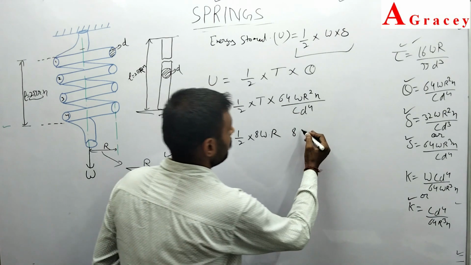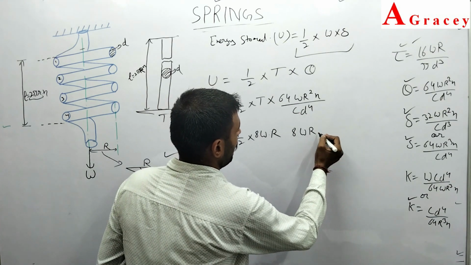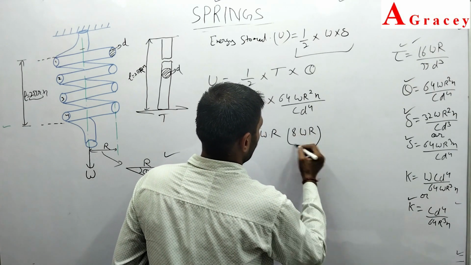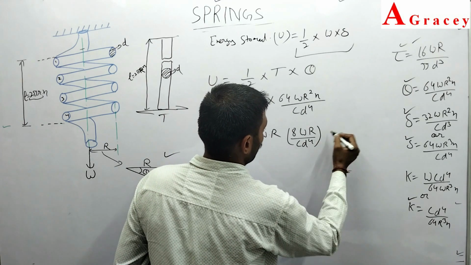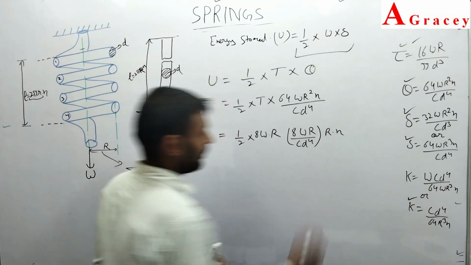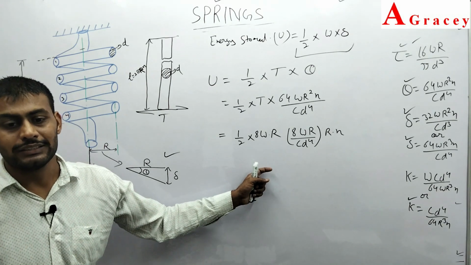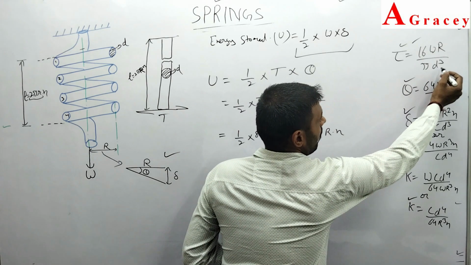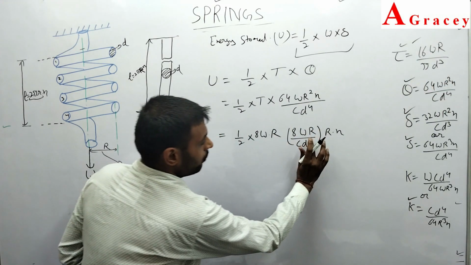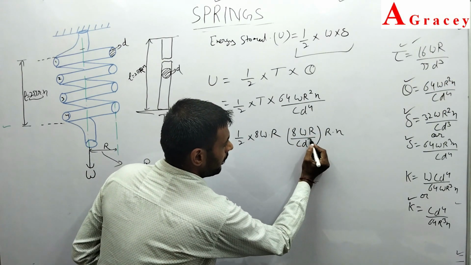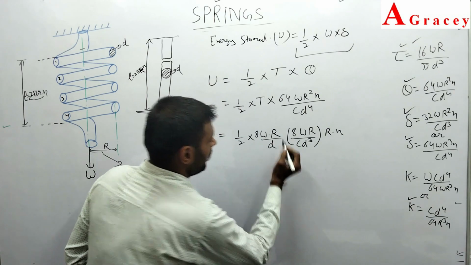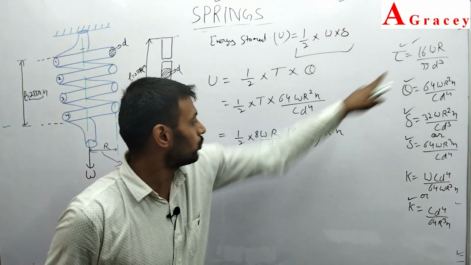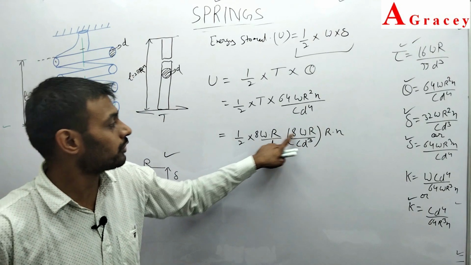I'm bifurcating it. 8 is a 64, W R N over C d to the power 4, and R N I'm taking separately here. Now further we can say this is the tau having a d cube, so it is d to the power 4, so I am making d cube here and d here. Now you also need d square with respect to your n.